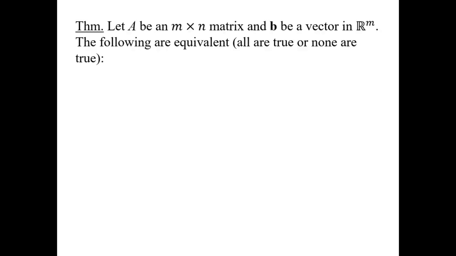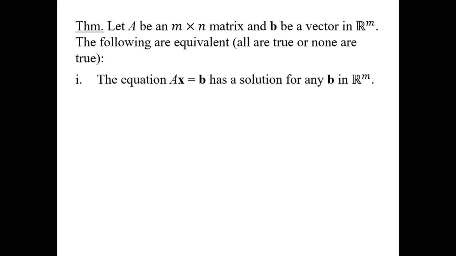Okay, next up, we have some properties that are all going to be equivalent. So let A be an m by n matrix, and let b be a vector in R sub m. The following are equivalent. Now, when I say the following are equivalent, we're going to see that statement again later in the course. What I mean is either every one of these things is true or every one of them is false. If one of these things is true, then they're all true. If one of these things is false, then they're all false.